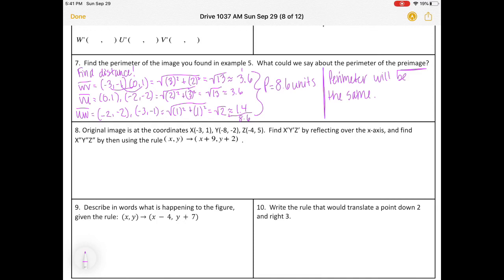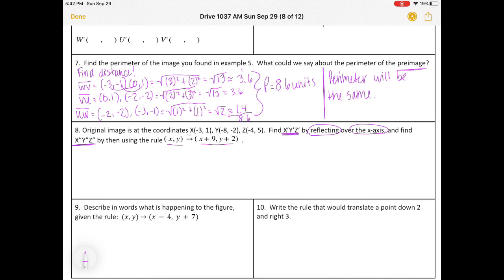Okay? All right, sorry, these notes are kind of long, but we're there. So original image is at the coordinates x, y, z. You can read those. Find our new, so x prime, y prime, z prime, by reflecting over the x-axis, and then find, so this is x double prime, y double prime, z double prime. Just means you did your first transformation, and then you did a second one, okay? By then using this rule. So take this one step at a time. So our first one, it said it was a reflection over the x-axis.